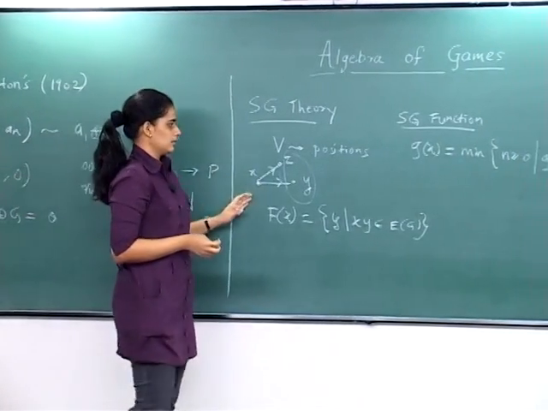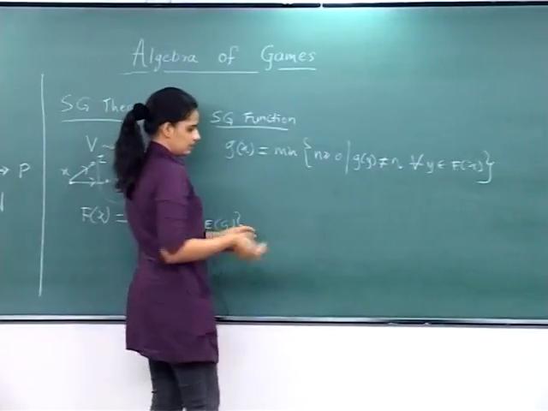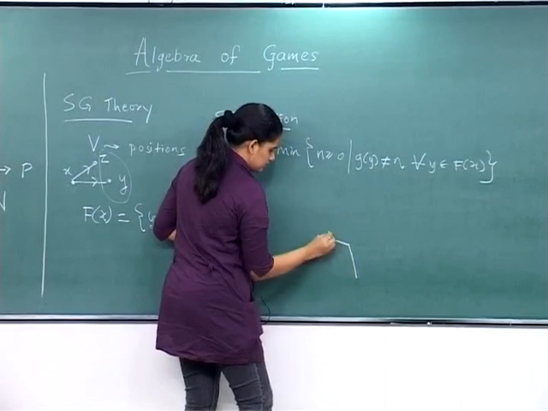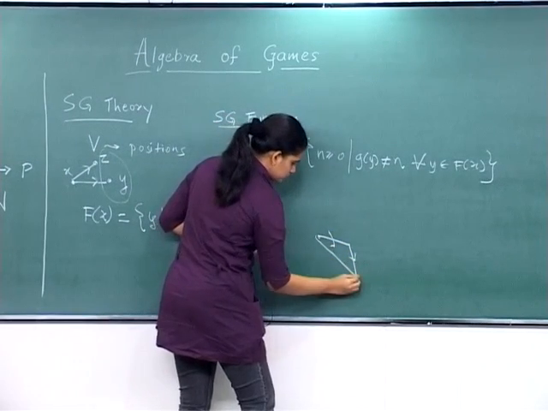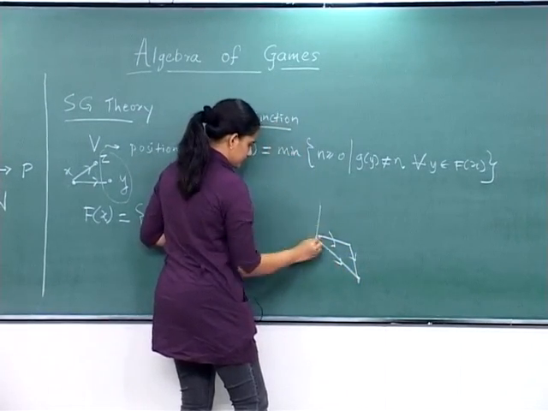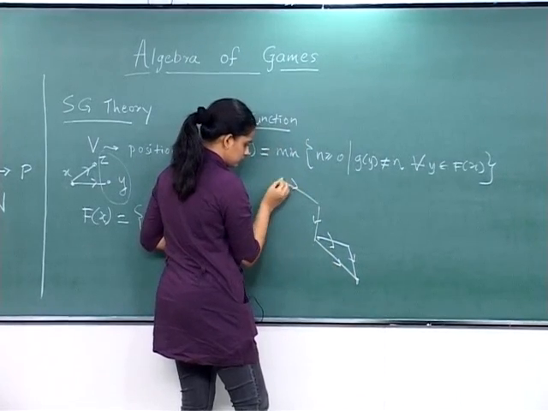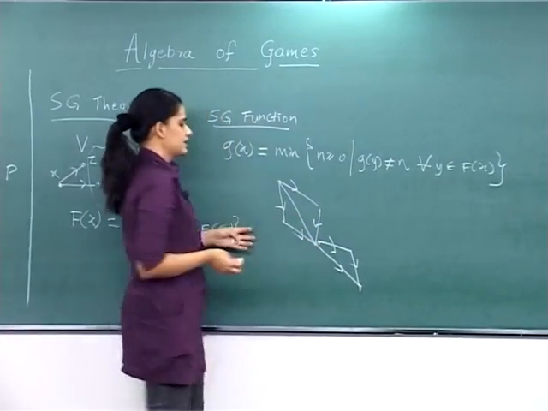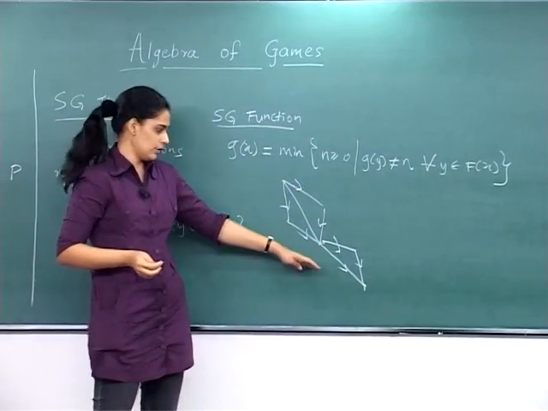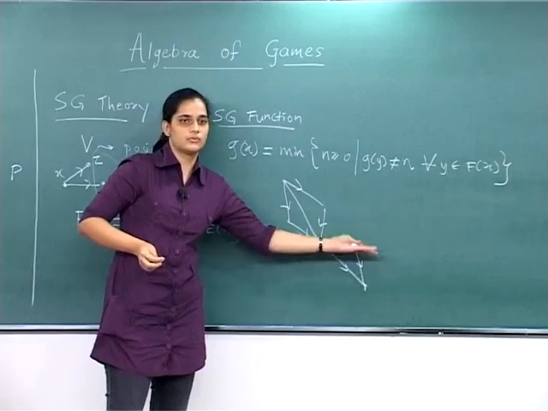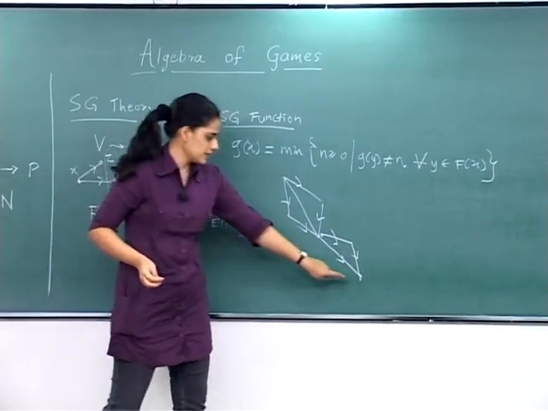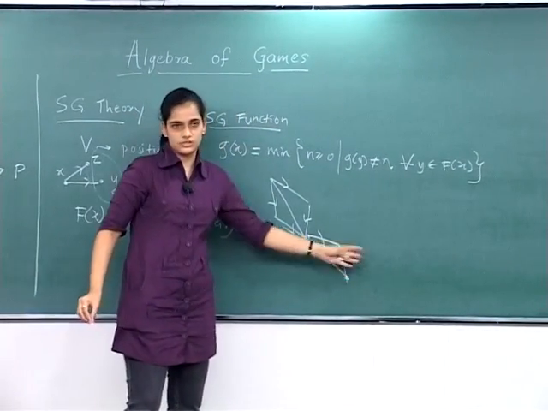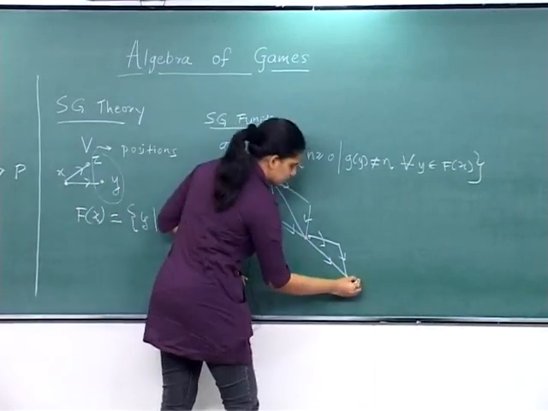For example, let's take a game which has a graph representation like this. In this, any terminal node always gets the value 0 because you can't go to any other position. So for example, this vertex, or rather this position, is a terminal position. You can't go anywhere, so you assign it 0.